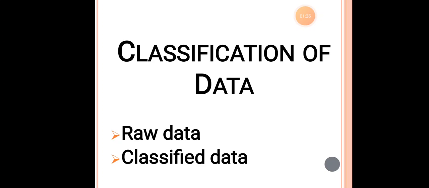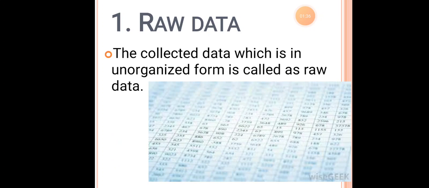So the classification of data can be done. There are two types of data: first is raw data and second one is classified data. So first, what is raw data? The collected data which is in unorganized form is called raw data.